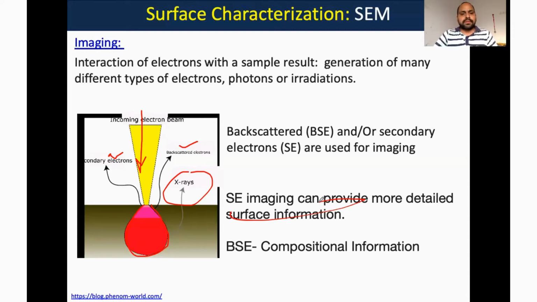Backscattered electrons are better for compositional information. Let's say you have a material which is a compound, so you have two or three different kinds of metal mixed together. It can give information like in which zone or which particular region one kind of metal is present, and in another region what other material is there. That kind of compositional information can be extracted by using backscattered electrons. Okay, so this was about how the SEM works and what information we can get.